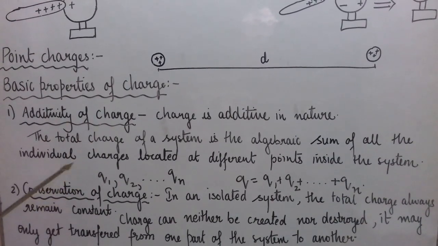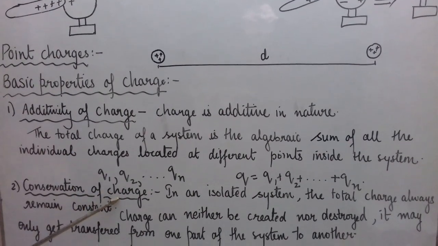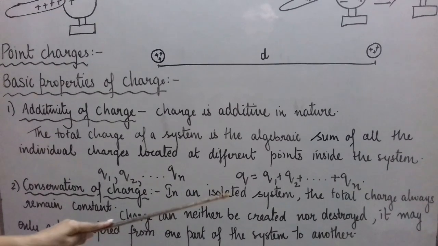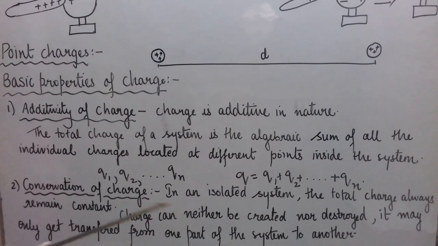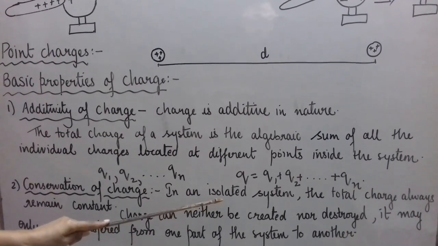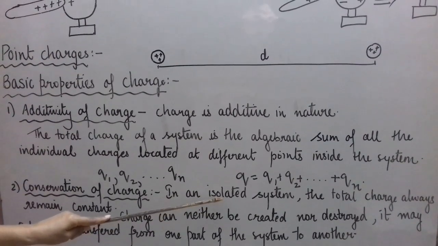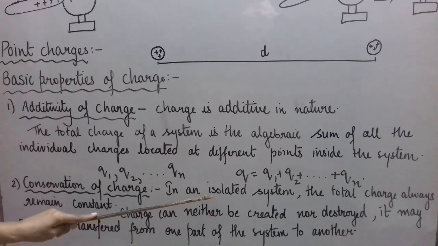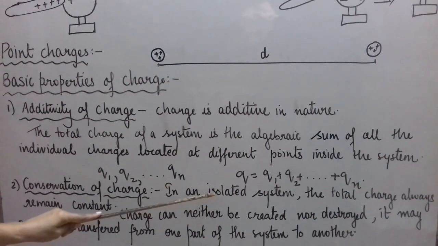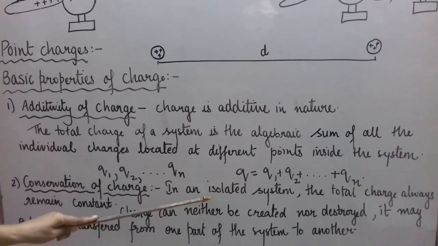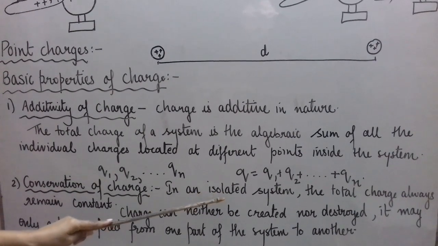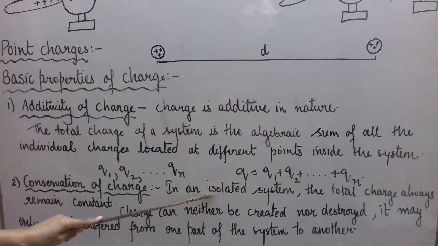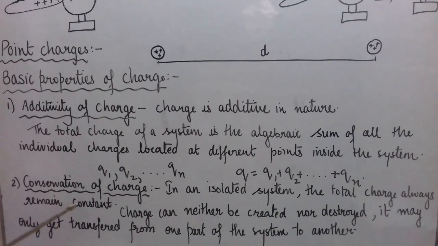Now, the next property is conservation of charge. Conservation of charge means in an isolated system, the total charge always remains constant. Now, isolated is not a new term for you, as you must have done in your 10th class also. Isolated system means a system of maybe a large number of particles or bodies or charged bodies in this case, where there is no external force acting on the system. So a separate system. Here in an isolated system, the total charge always remains constant.